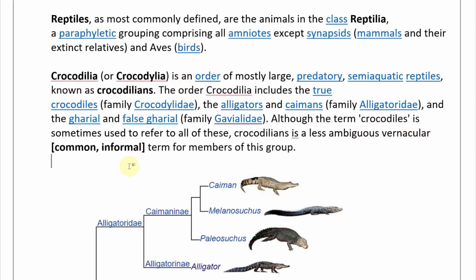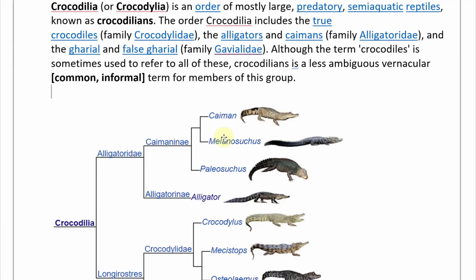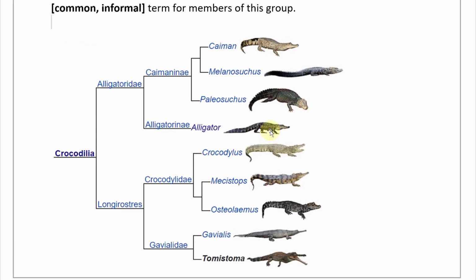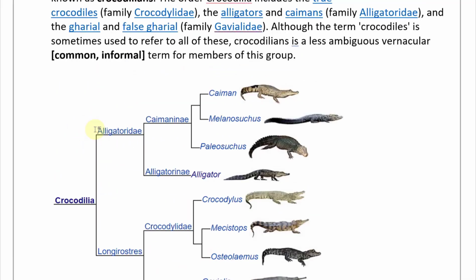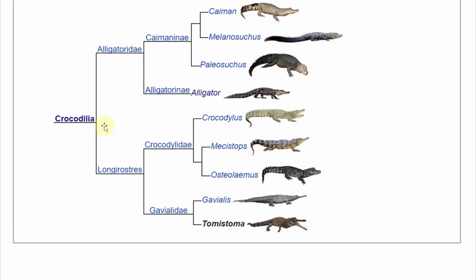Vernacular just refers to common or informal language. So it's a less ambiguous vernacular or informal term for members of this group. Crocodilians is more general, and if you want to be specific, crocodiles, but informally they're all just called crocodiles. They all look pretty much very similar. So here's Crocodilia. Then you could also call it crocodilians. And then there's the different subgroups.